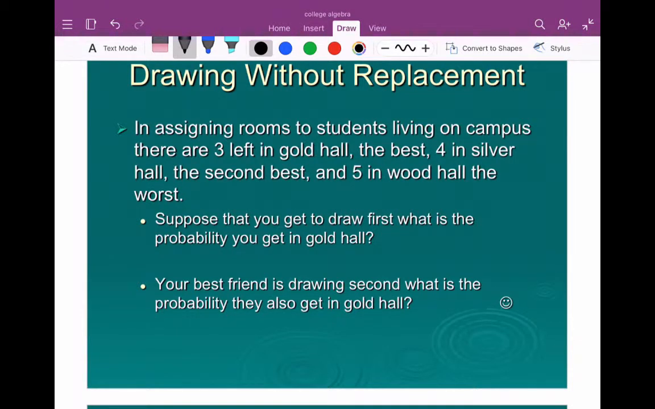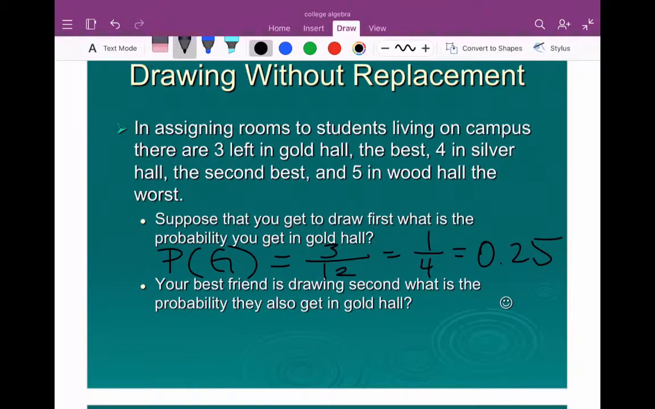For example, suppose you get to draw first. What is the probability you get in Gold Hall? So this is the probability that you get gold. There are 12 rooms total, so it's out of 12, and there are 3 in Gold Hall, so 3 out of 12, or 1/4, which is 25%.